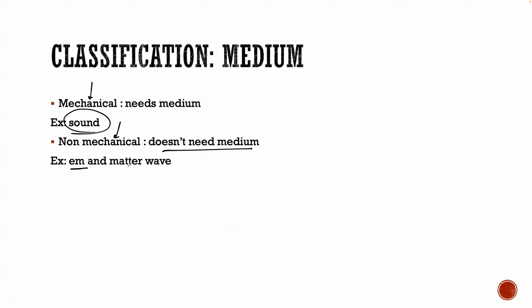Whereas electromagnetic wave is non-mechanical. Also, there is something called matter wave, which you will learn under the unit quantum physics. So we'll leave it there. Here we'll only understand electromagnetic wave. But as an example, you can memorize there's something called matter wave, which comes under non-mechanical wave, but we will not go into deep understanding of what the matter wave is. For now, just leave it. We'll only focus on electromagnetic wave.